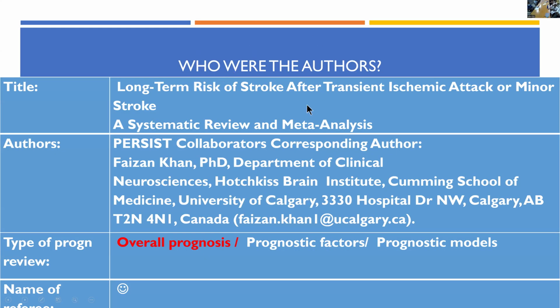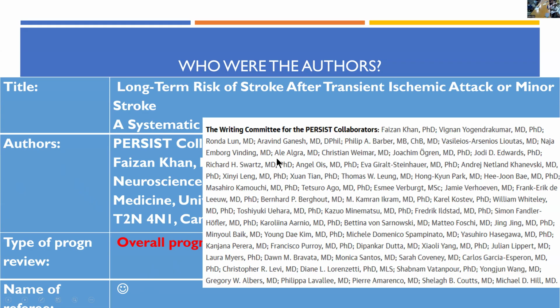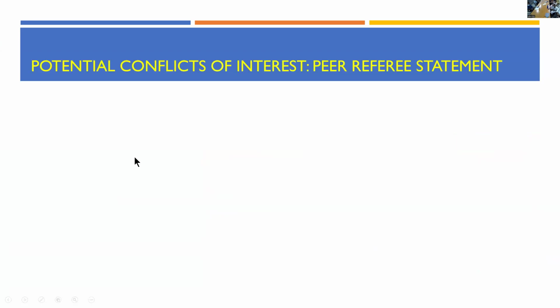The first one is who are the authors? So the authors were Faizan Khan and some colleagues from Calgary in Canada. What type of review was it? It was overall prognosis of people with transient ischemic attack. And the name of the reviewer, that's me. So I'm reviewing this article. And it's not just Faizan Khan alone. It's a group of authors called the PERSIST collaborators. And it's a large group of people who have done this prognostic model. Potential conflict of interest of me, the peer reviewer. I'm peer reviewing somebody else's work.